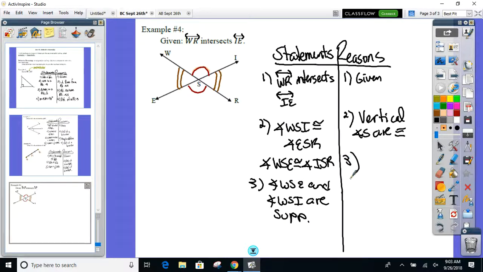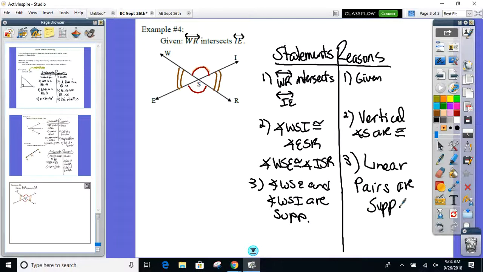Why? And specifically, I'm looking for vocabulary from the first unit here. Why they're supplementary. What do we got? What's the fact we wrote down about linear pairs? So linear pairs are supplementary. Yep. Everyone see us using the theorems I showed you from Unit 1. Linear pairs are supplementary.